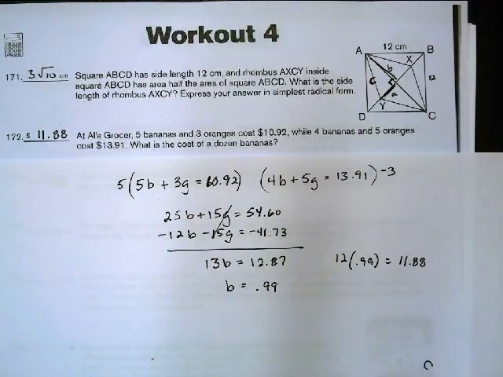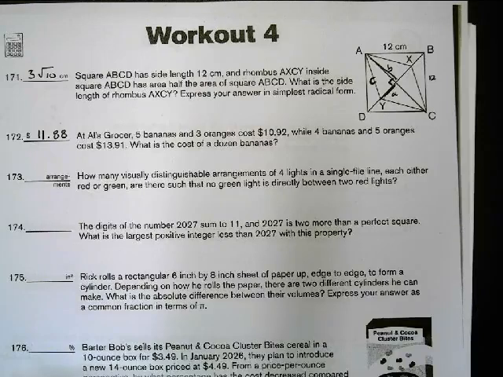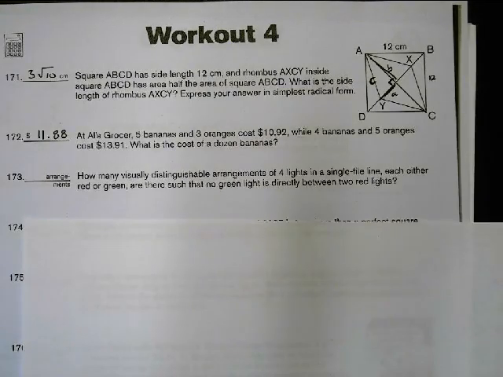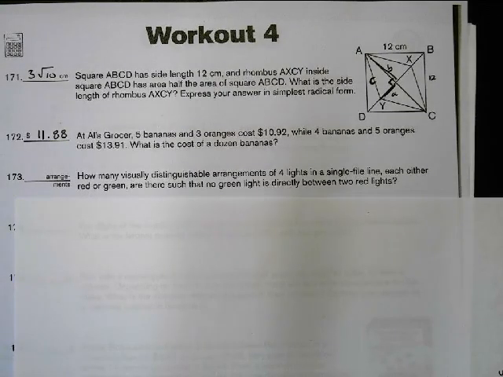Next. How many visually distinguishable arrangements of 4 lights in a single file line, each either red or green, are there such that no green light is directly between 2 red lights?